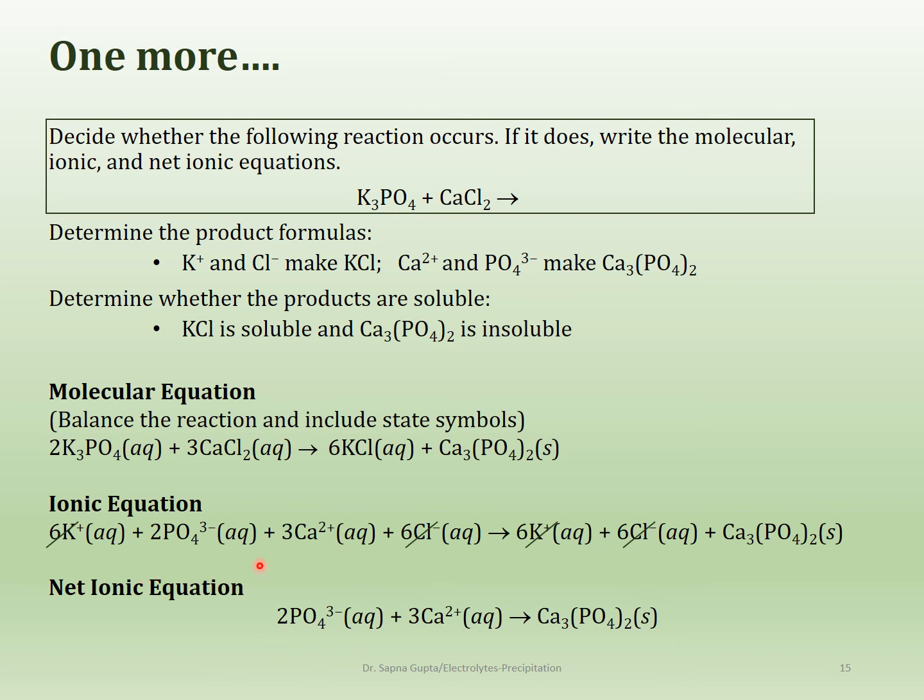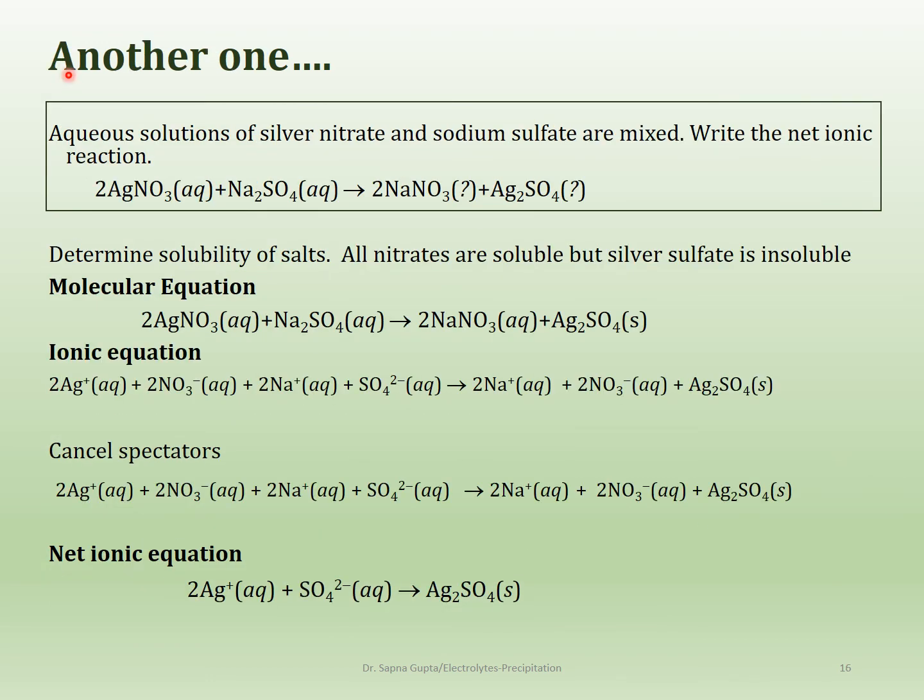Don't forget the aq's and the solid. That is what makes it an ionic equation and a net ionic equation. You have to do that in the molecular equation also. For this chapter, you just have to do it. So let's look at another example here, and this is for silver nitrate and sodium sulfate. Aqueous solutions of silver nitrate and sodium sulfate are mixed. Write the net ionic reaction for this.